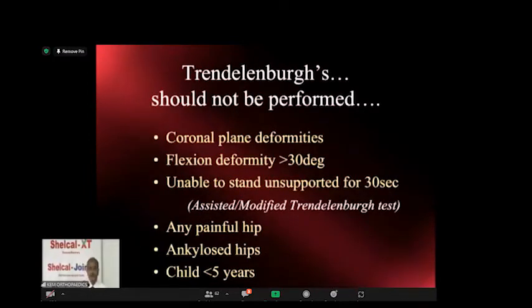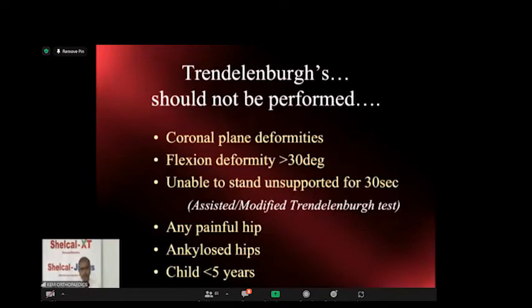You must remember when you should not perform the Trendelenburg test: in coronal plane deformities, whenever there is a fixed abduction or adduction deformity, you cannot perform the Trendelenburg test. Also, flexion deformity of more than 30 degrees, or when the patient is unable to stand unsupported for 30 seconds. In that case, sometimes we perform an assisted Trendelenburg test. The examiner stands in front of the patient, holds the patient, puts the patient's hand on the examiner's hand, and then the patient stands like that. Then you see how much weight he is putting on which hand. From that you judge which side the hip is affected. So that is the assisted or modified Trendelenburg test.